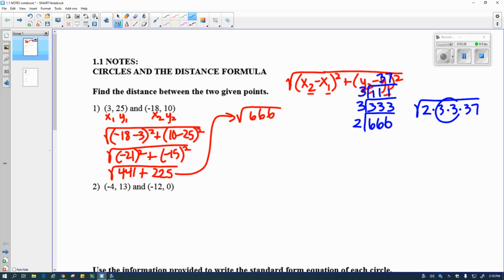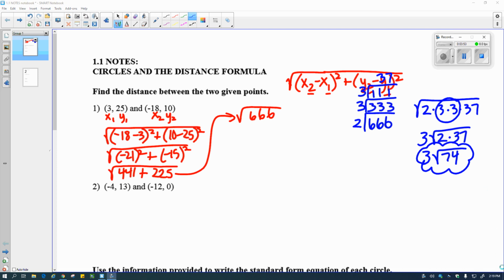Well, for every pair I see in there, I take 1 out. And so I'm left with 3 times the square root of 2 times 37, or 3 times the square root of 74. And so then this would be my final answer for that problem.